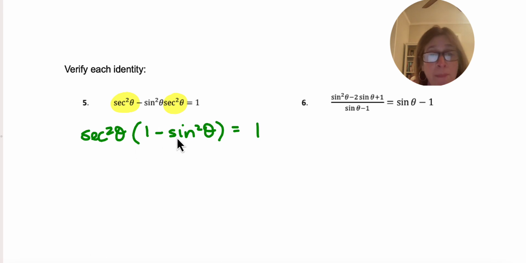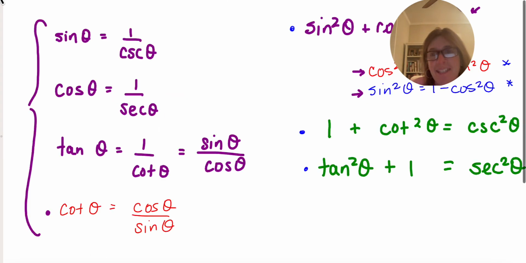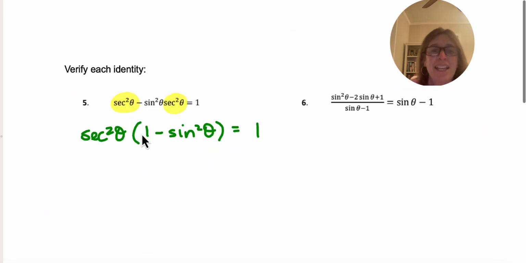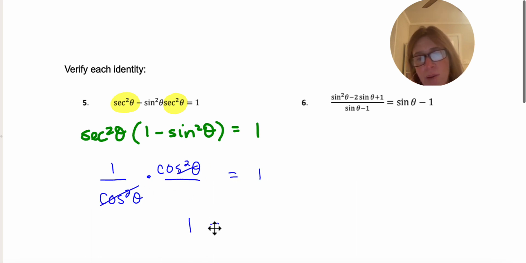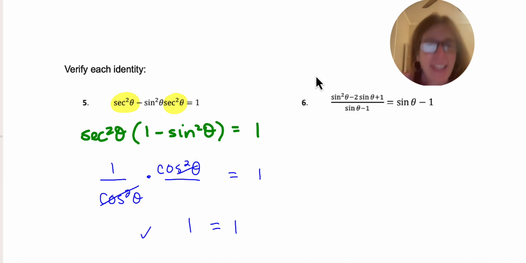All right, well, 1 minus sine squared theta, using the alternate Pythagorean identity, is going to give me cosine squared theta. And then secant squared is 1 over cosine squared theta. So now I can see that if I cancel these, I get 1 equals 1, and I have verified my identity using factoring. Good Lord. How could that happen? Coach Fred cannot believe this.